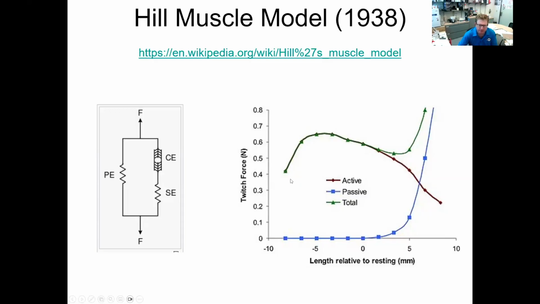And then the active component is sort of overlapped with the green and the red at these shorter lengths, but this starts to show you that active component increases as you're increasing length, and then there's some flat phase there, and then that starts to decrease. And this sort of looks like that ascending limb, and then the flat component and the descending limb of the force-length relationship. And if you add the blue and the red together, that gives you green.